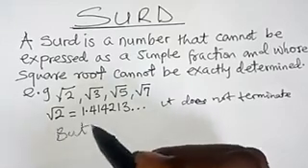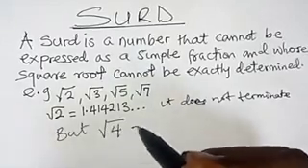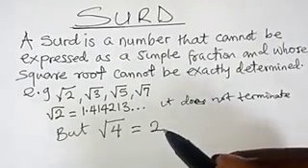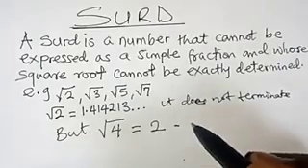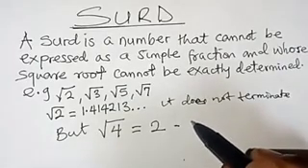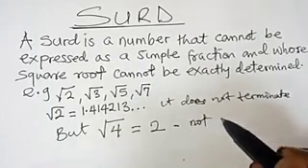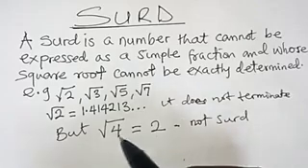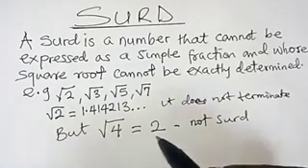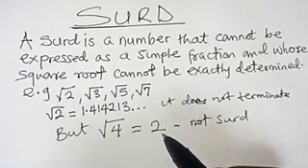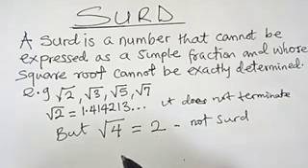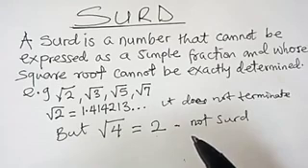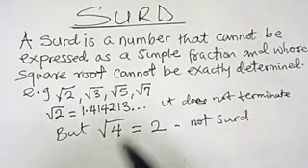But if you have square root of 4, you observe that square root of 4 will give you 2. So this is a rational number. That means it's not a surd, because when we take the square root of 4, it gives us a whole number, an exact number. So a surd simply means an irrational number that cannot be simplified.